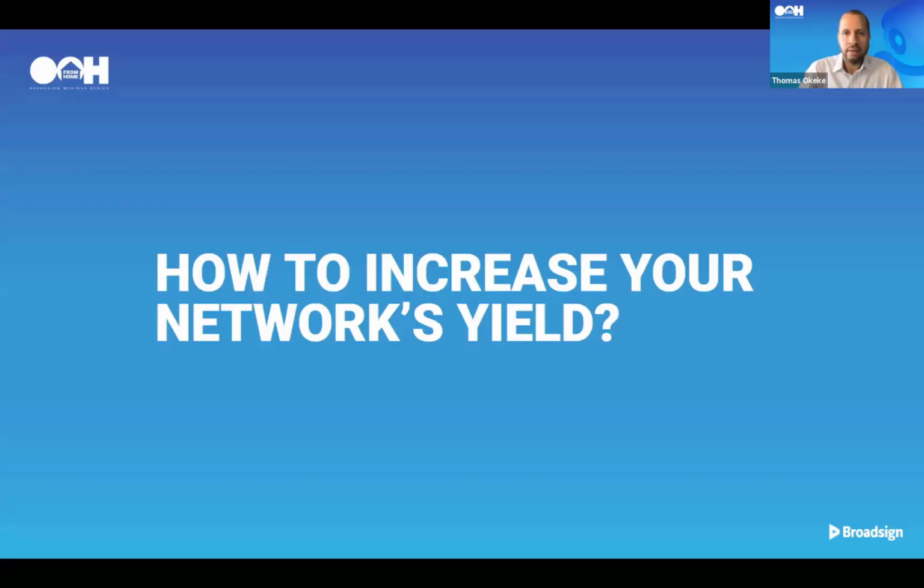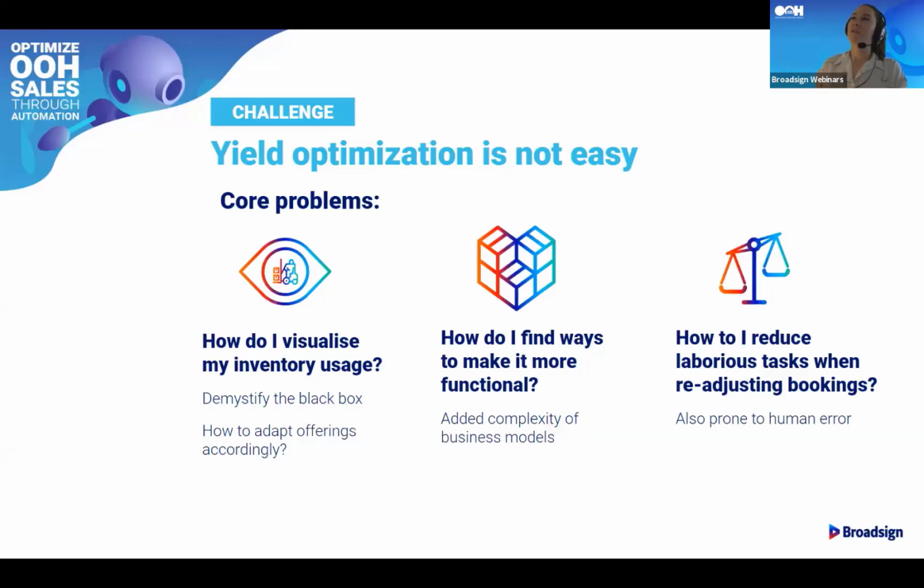Now we'll look at some of the challenges that prevent publishers from getting the full value out of their network and discuss how you may begin to overcome them. Yes, so this is really the core of our subject, yield optimization. And let's be honest, this is not easy. It's not an easy subject. And there are core problems associated with that.